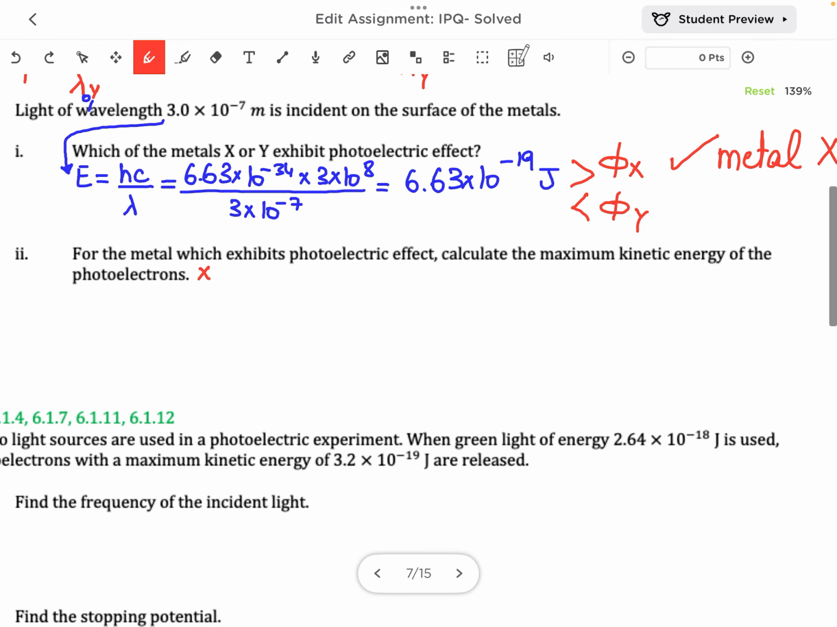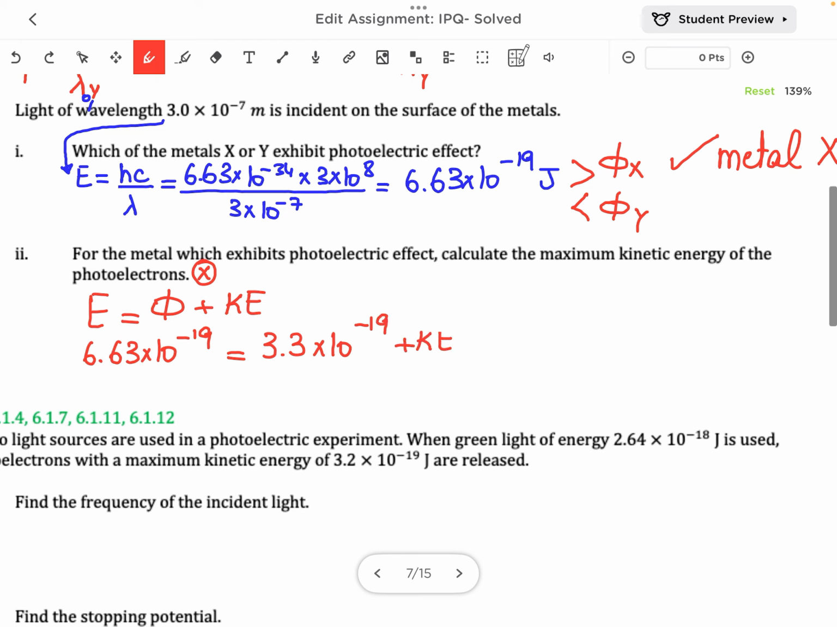So we chose X. So the energy is the work function plus the kinetic energy. Simply, it is the difference. So 6.63 times 10 to the power of negative 19 equals 3.3 times 10 to the power of negative 19 plus the kinetic energy. The kinetic energy is the difference, which is 3.3 times 10 to the power of negative 19 joules.